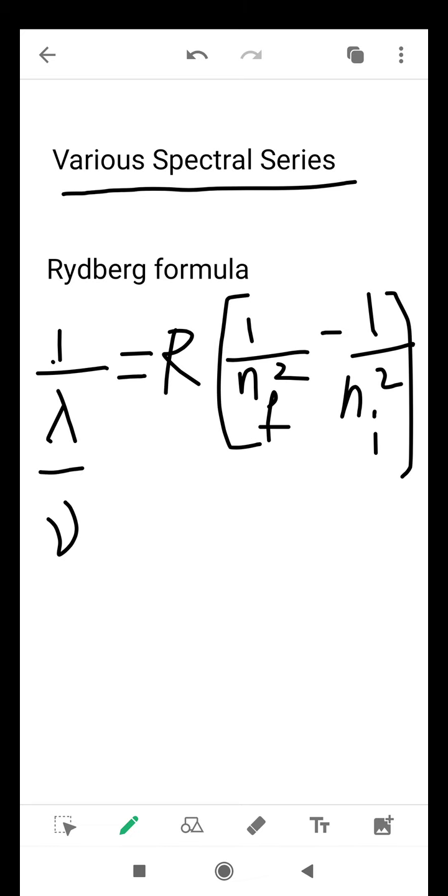Wave number is given by mu bar. Mu bar is equal to 1 by lambda. So you can write the corresponding expression: R into 1 divided by Nf square minus 1 divided by Ni square. The wave number refers to the number of waves in a unit distance. This is what we studied in my last class.